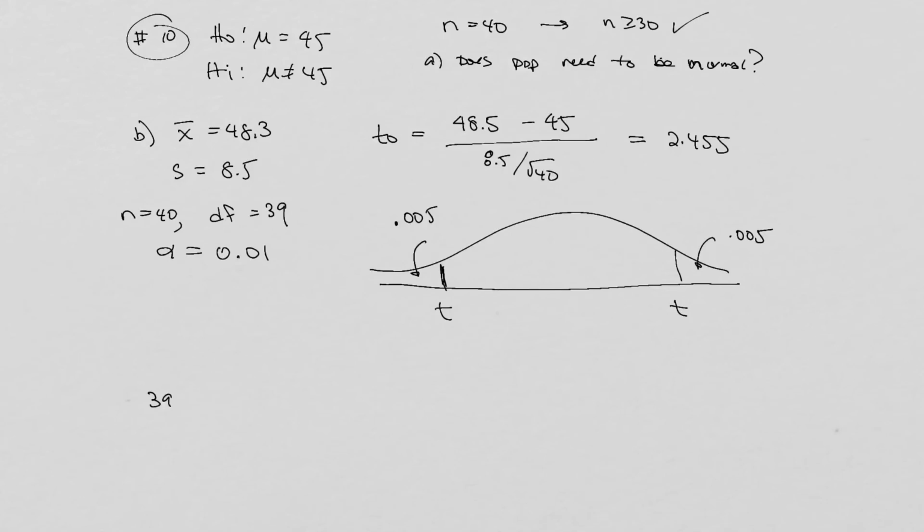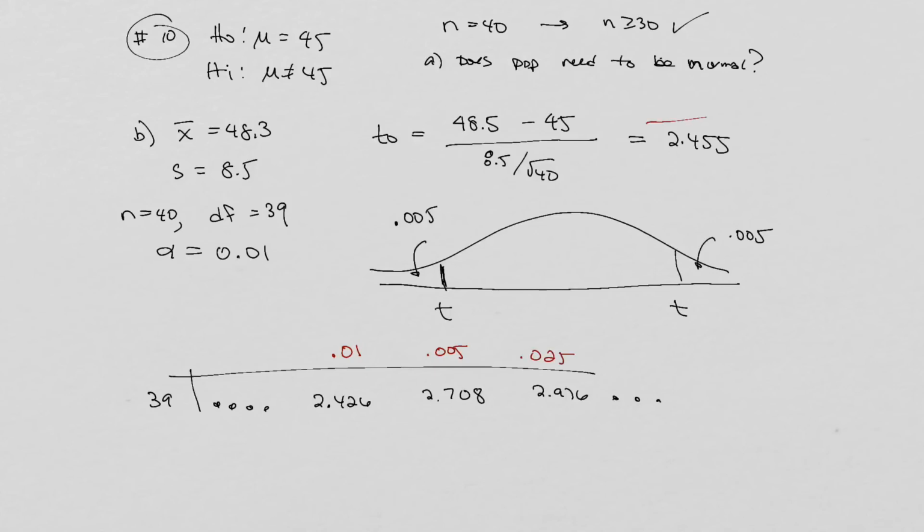If you look up 39 in your chart, you'll see these particular numbers going along row 39. Then if you look up the area in the tail, for that first one, 2.426, that's where we have an area of 0.01. This one is 0.005. This is 0.025. And our test statistic, 2.455, falls right between these two.